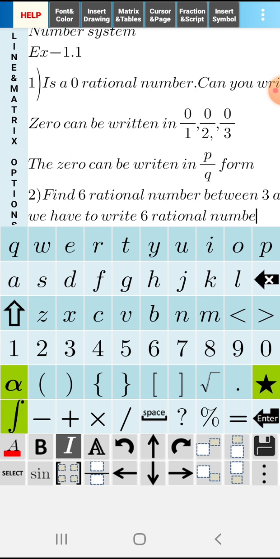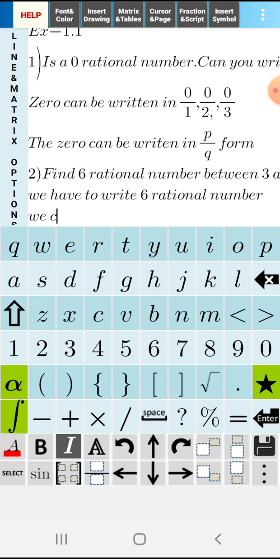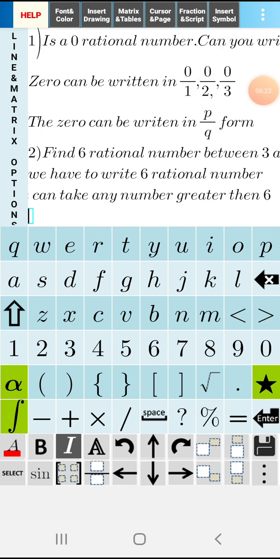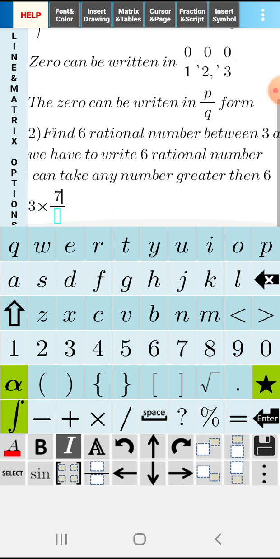So we can multiply it in the rational number. We can multiply it by 7. Why? Because they are asking for 6 numbers, we can take any number greater than 6. To make it easy, we can take 7 only. So what we have to do is 3 into 7 by 7, because we have to divide it by 7 only, no? 7 has been taken as the greater number here.